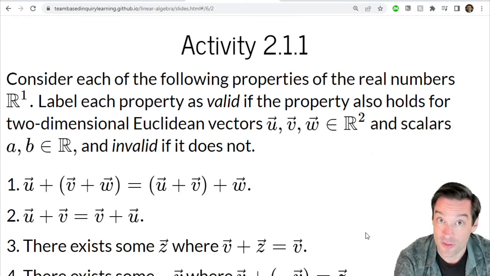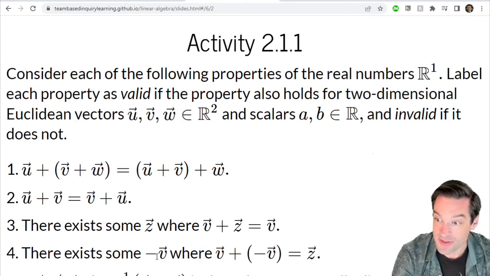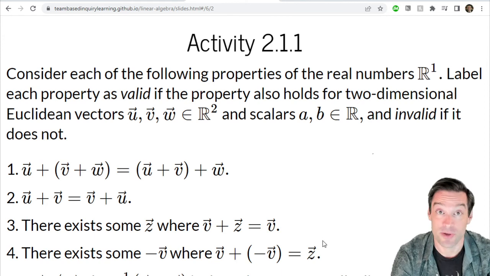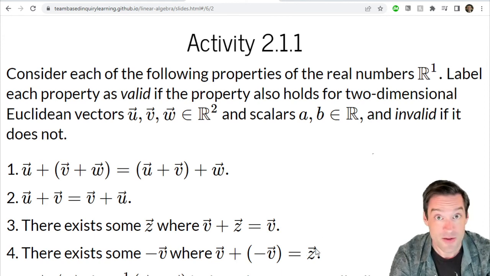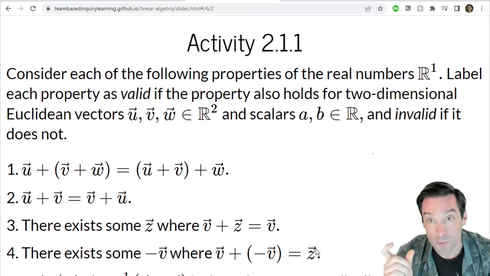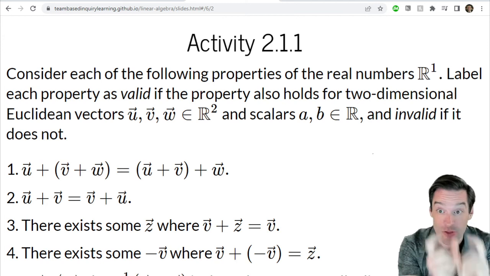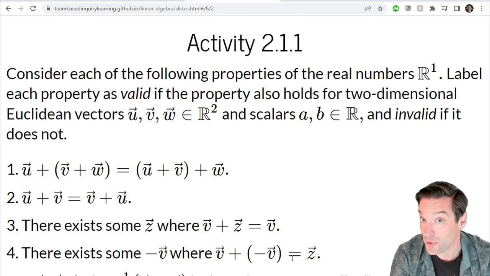Property 4 is often called the additive inverse property: for any vector v, there exists another vector that we call minus v, such that v plus minus v is equal to z, where z is this vector that we were introduced to in part 3. For real numbers, this is called the additive inverse property. It just says that no matter what real number you give me, I can find another real number that when I add them together, the result is my additive identity, in other words, 0.